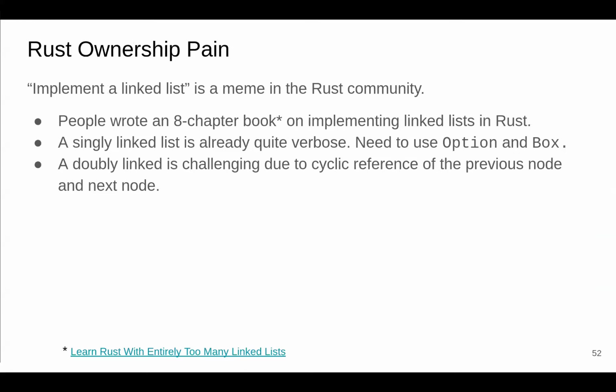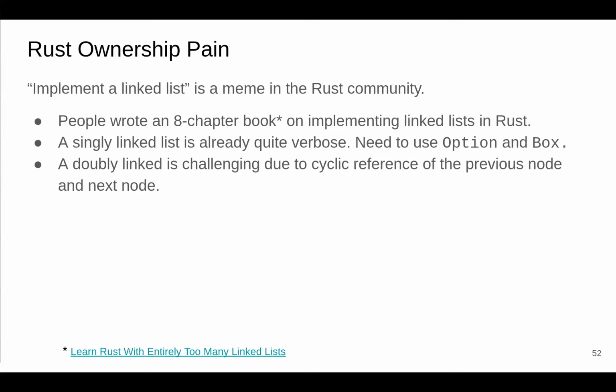Now, Rust ownership is a pain. Handling ownership, handling references is extremely challenging in Rust, and it's a big theme in how to fight the borrow checker. And implementing a linked list is a meme in the Rust community itself, because a linked list is one of the simplest data structures you can implement in any programming language. And in Rust, it's surprisingly complicated because of the references and how individual items own each other.